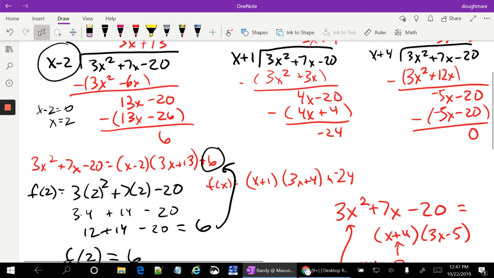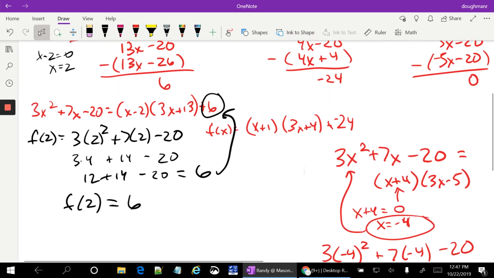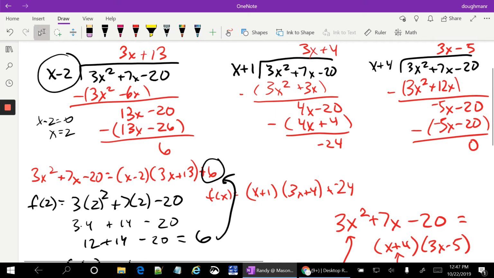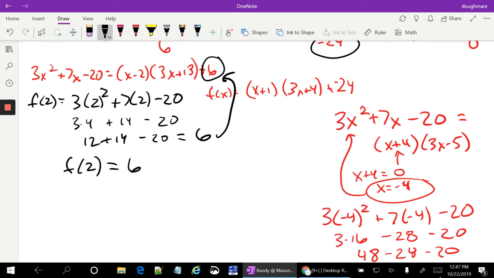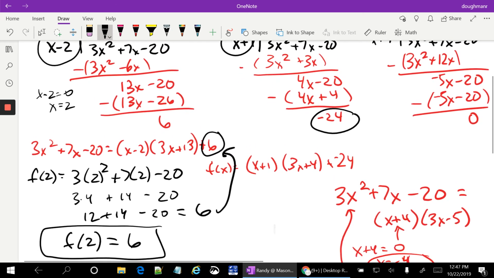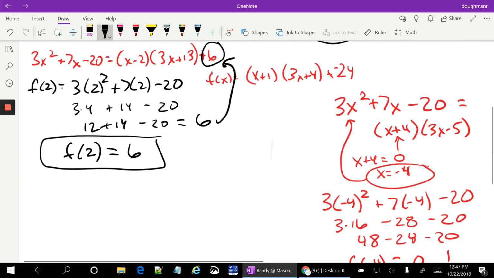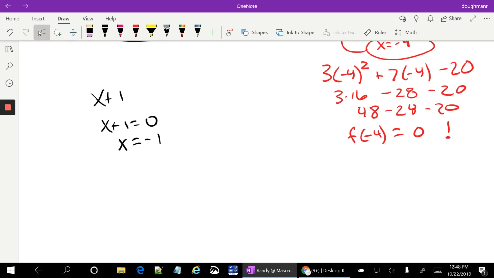Let's look at the other one here. Let's get a little crazy. The last one here was x plus 1. And we got a remainder of negative 24. So not only do I know that this is not a 0, but I know in the last one that the remainder was 6. So we'll wonder if we get a remainder of negative 24. So x plus 1 was my divisor. Let's set that equal to 0. X equals negative 1. Let's see if this works.